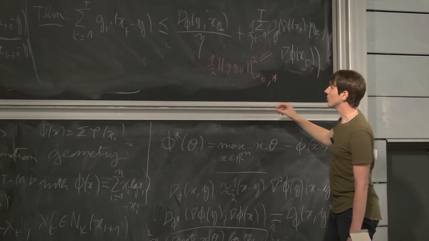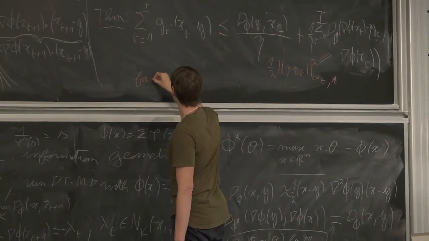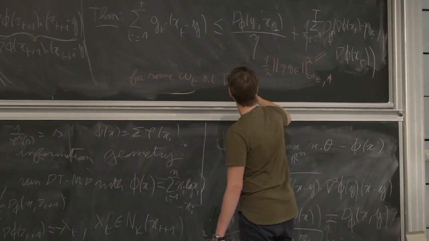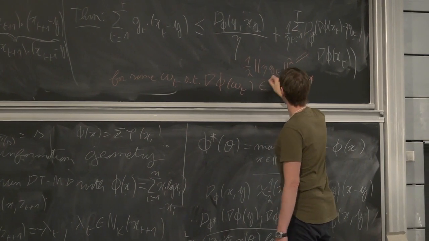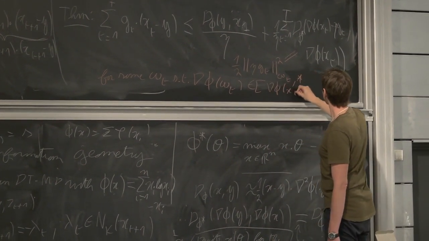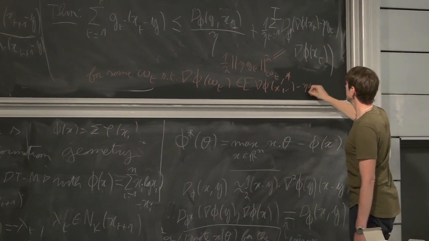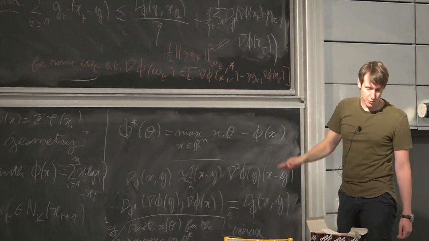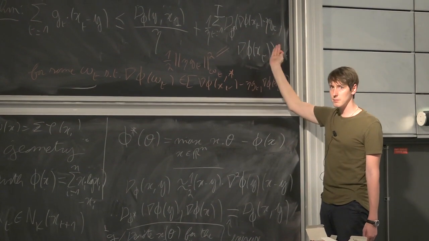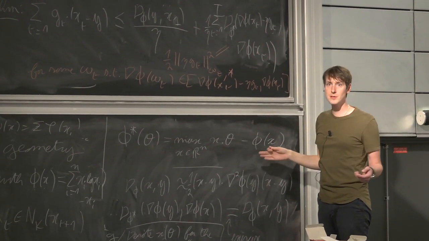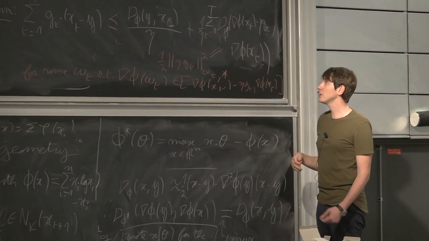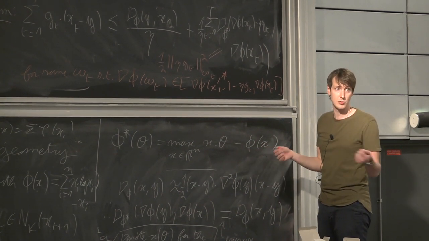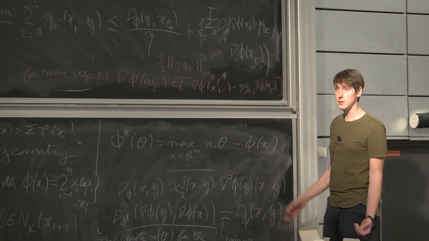dual, for some omega t such that grad phi of omega t is in the segment between grad phi of xt and grad phi of xt minus eta gt. This is just using the fact that by Taylor's theorem, the error that you make when you do the first order expansion is equal to the second derivative evaluated at some point on the segment between the two points that you're taking the first order approximation. This is all it's saying.